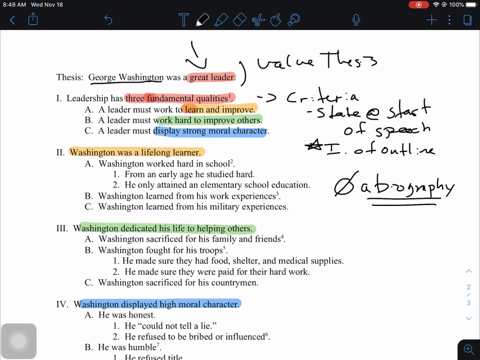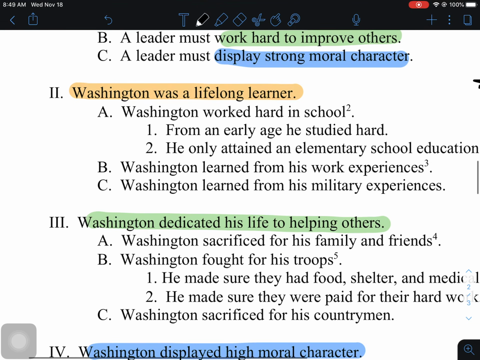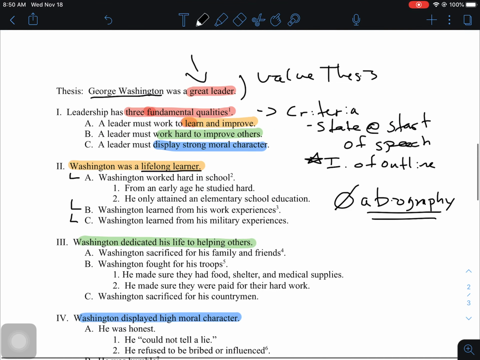Now, as we get into each of these arguments, you want to make sure that if I've got the idea that he was a lifelong learner, now I'm making another claim, and this is a fact claim, then I'm going to have to show or demonstrate in subordinate points that he worked hard in school. I've got some support for that. I've got that he learned from his work experiences and that he learned from his military experiences. And I should have some specific examples of that as I develop my speech. But I don't need to put everything in my outline. This is just the skeleton of that speech.